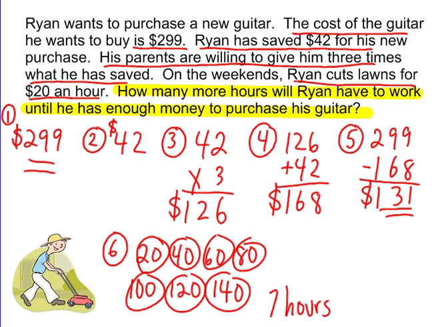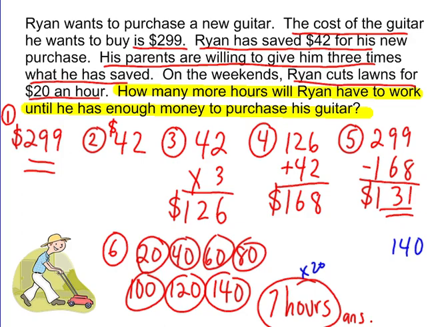And I'm going to actually circle that and just put A and S for answer. Now, let's double check it though. Let's see if that makes sense. How many more hours will Ryan have to work until he has enough money to purchase his guitar? Let's check it. So I'm going to actually work backwards on this. If he works for 7 hours times $20 an hour, then he's earned $140 towards that $299 guitar.